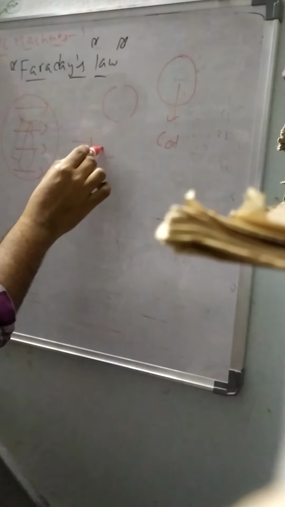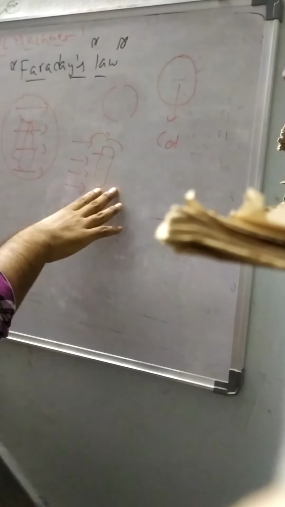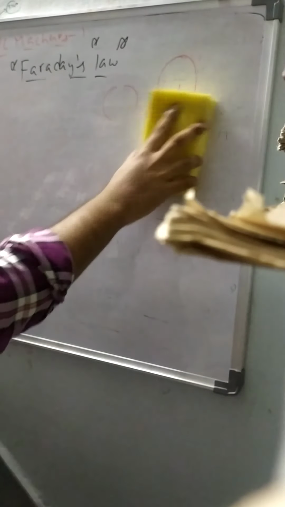Whenever a conductor cuts the flux or the flux cuts the conductor, this is the flux and this is the conductor. Now this flux is cutting the conductor. Cutting in the sense that the flux is passing through the conductor, either internally or externally. Based upon the conductor position in a given magnetic field, the amount of EMF generated will vary. So this is the basic principle.